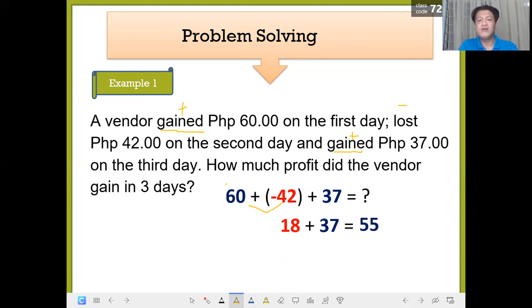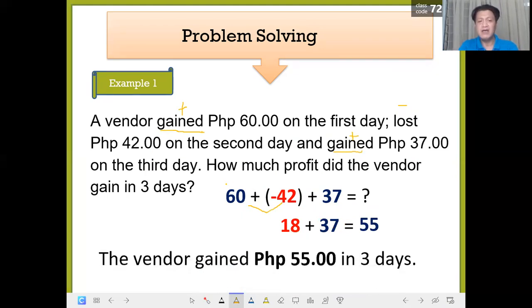So let's go back to the question. How much profit did the vendor gain in 3 days? That means the vendor gained 55 pesos in 3 days. We just added the peso sign. That is what the vendor saved in 3 days.